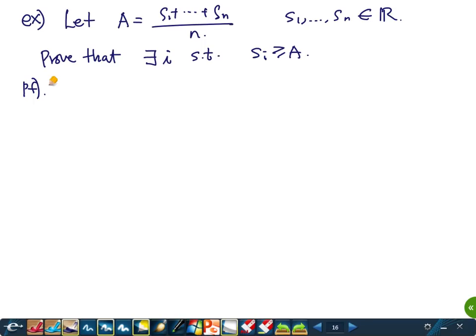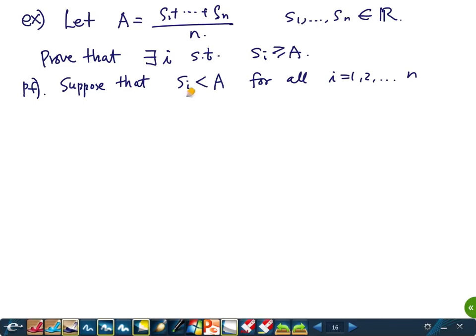We can prove this using the technique of proof by contradiction. Suppose we assume that the conclusion is false. In other words, S_i is less than A for all i, 1, 2, ..., n. This is the negation of the conclusion that there exists i such that S_i is at least A. If this is not the case, every S_i is strictly less than A. And if we can find a contradiction, then we can show that this is indeed the case.